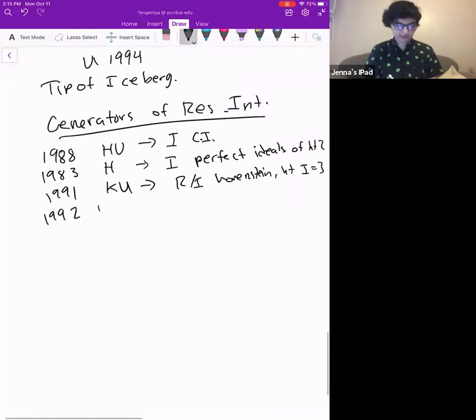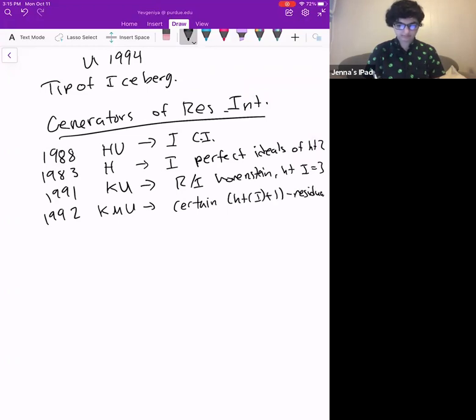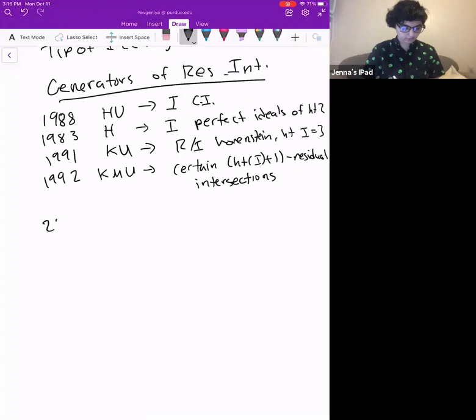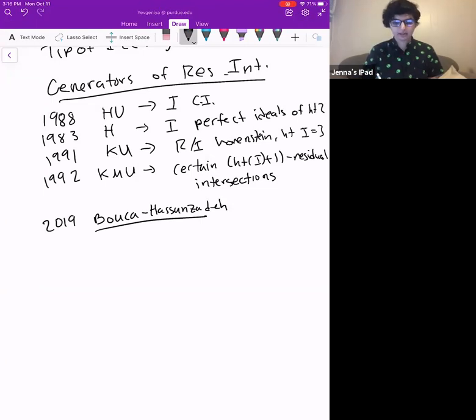In 1992, Kustin, Miller, Ulrich found a computation for certain height I plus 1 residual intersections, and keep this in the back of your mind because we'll be referencing this result later. And then also in 2019, among their more general results, Boocher and Hassanzadeh found a computation for when I is an almost complete intersection.